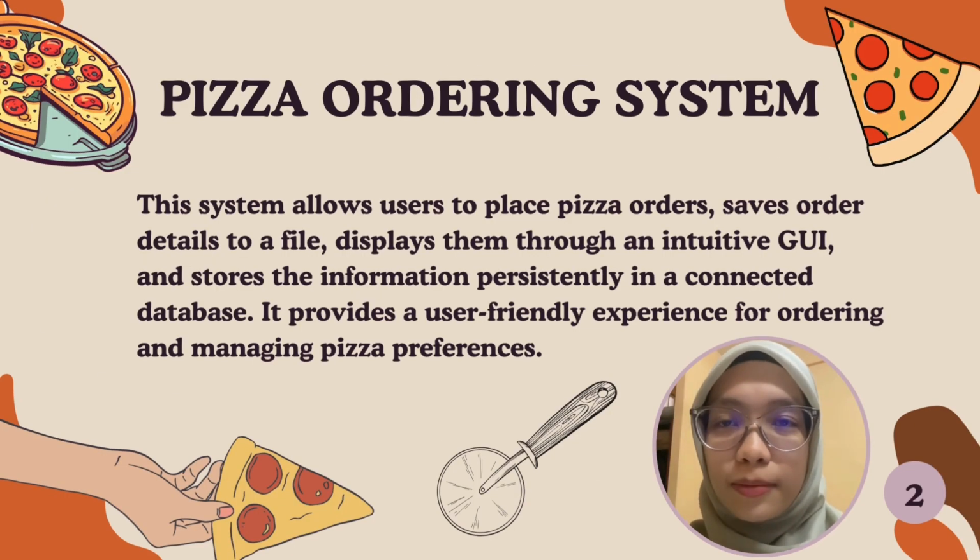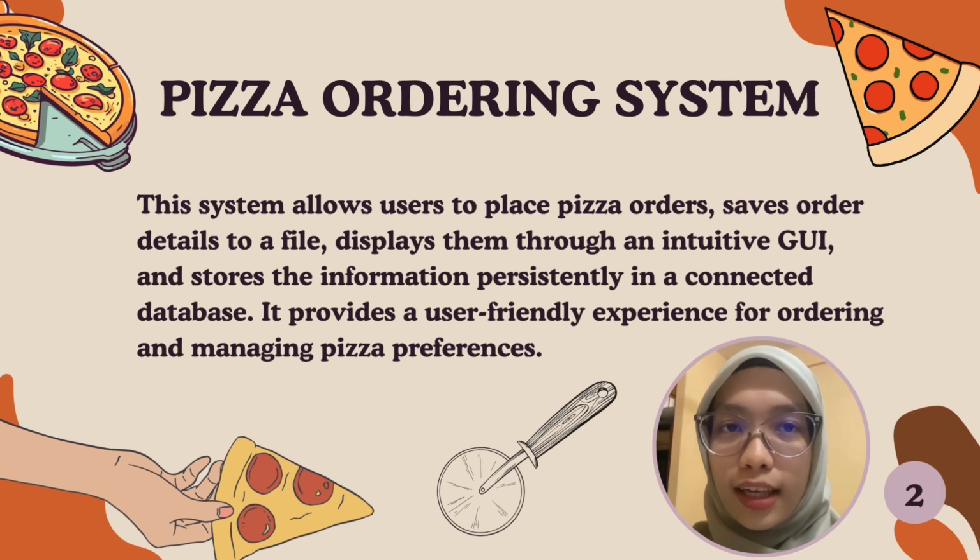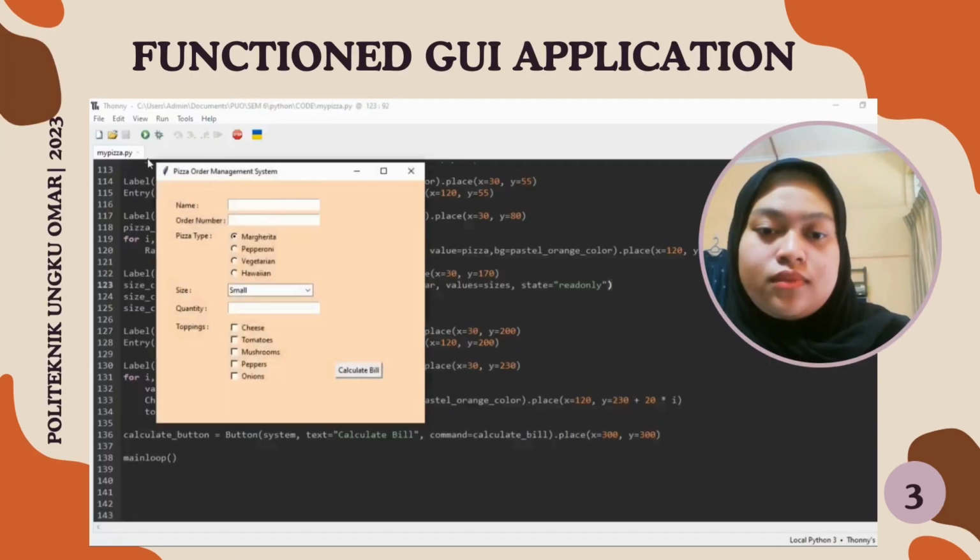Pizza ordering system. This system allows users to place pizza orders, save order details to a file, display them through an intuitive GUI, and store the information persistently in a connected database. It provides a user-friendly experience for ordering and managing pizza preferences.